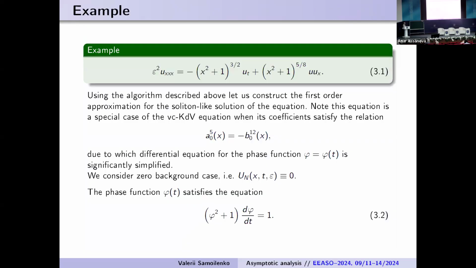Now I proceed to maybe, from my point of view, the most interesting part of this presentation, the consideration of particular case examples. So we consider equation number 1. As you can see, it is a KdV-like equation with variable coefficient. Of course, this equation cannot be reduced to the form of the KdV equation. We have an additional condition for the coefficient of expansion. In this case, we have only the first term of the asymptotic expansion for the coefficient.